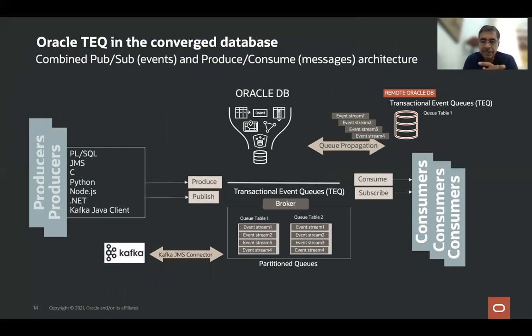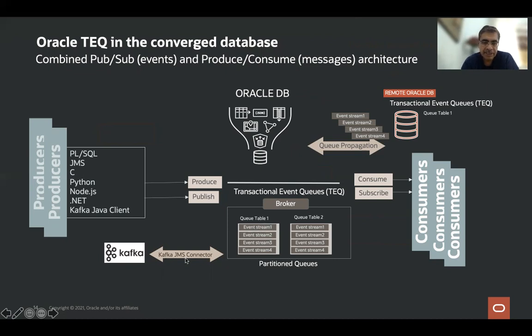As you see, the layout here is pretty much the same as what you saw in the AQ one. Produce, consume, publish, subscribe. The broker, now you start seeing as queue tables, multiple event streams, right? So I talked about event streams, ordering of messages being per event stream, per producer, right? So your queues are now partitioned.